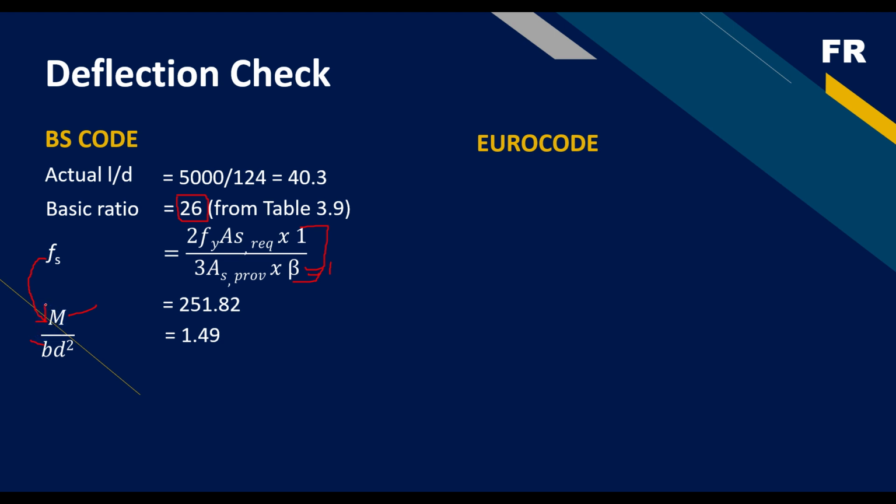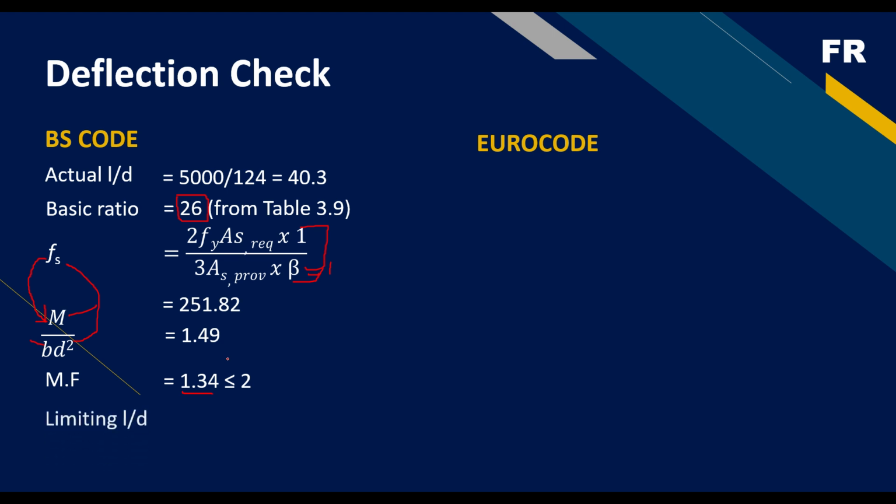This can actually be seen in table 3.10 of BS 8110, but I don't want to show us all that. So our modification factor in a nutshell is going to be 1.34 if you combine Fs and M over BD squared together. But this modification factor must always be less than 2. Since this is less than 2, then we take it.